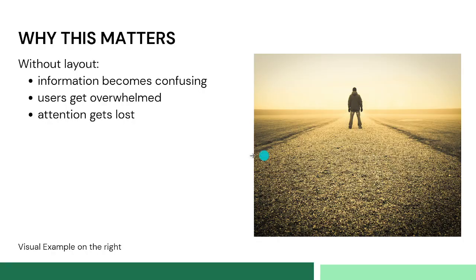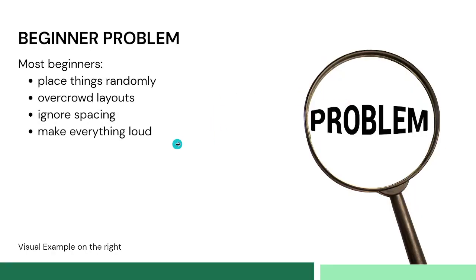So there's a visual example here by the right. You can imagine that this man is lost. We don't know whether he's going to move to the right or move to the left. This is what happens when the design doesn't have a proper layout. People will be confused. They really don't know what you are trying to communicate with your design. And now there's a beginner problem. Most beginners place things randomly, overcrowd layout, ignore spacing, and make everything loud.